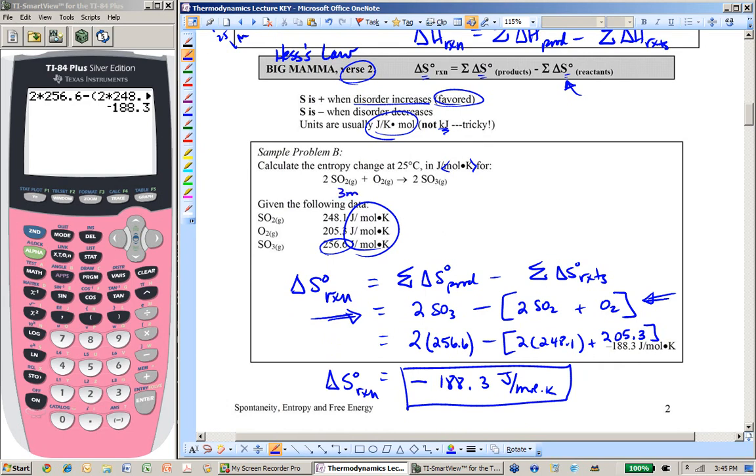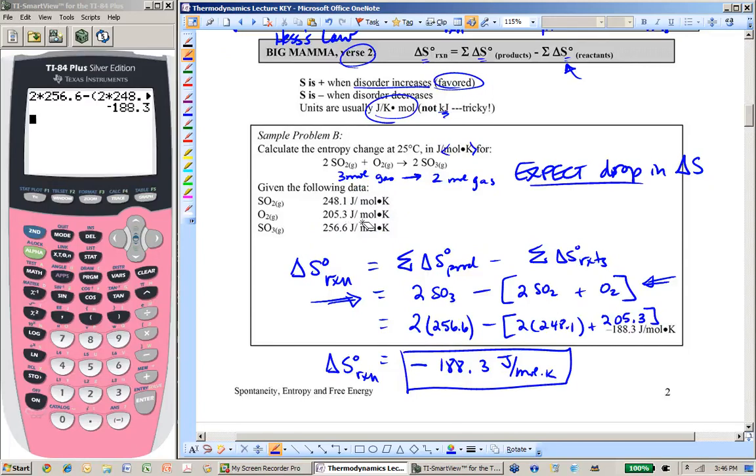Because look, 3 moles of gas going to 2 moles of gas. Expect a drop in delta S. Okay, you've got to expect it. So yes, a minus sign makes perfect sense. Also note that these are all positive. Again, why? Because they all have electrons. Who has the most? Well, that'd be SO3. Who has the highest value for entropy? Ha! See, I'm right. Who has the next most? That'd be SO2. Who has the next most highest value for entropy? Ha! See? It works that way. I wouldn't lie to you.